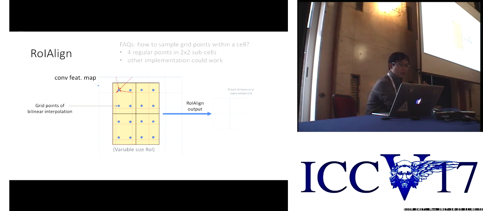There are some frequently asked questions, such as how to sample the grid points in the cell. In our implementation, we just regularly sample 4 points in each cell, which means each cell is divided into 2x2 subcells. But actually, in my experience, many other implementations could also work more or less the same. The only important factor here is that we cannot do any quantization.